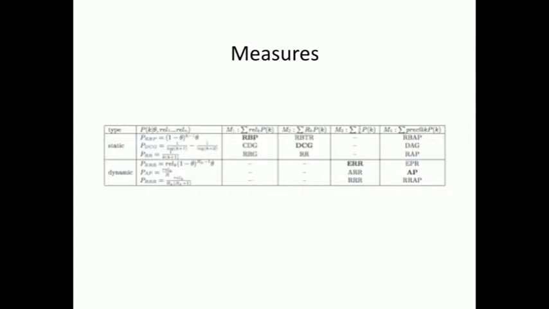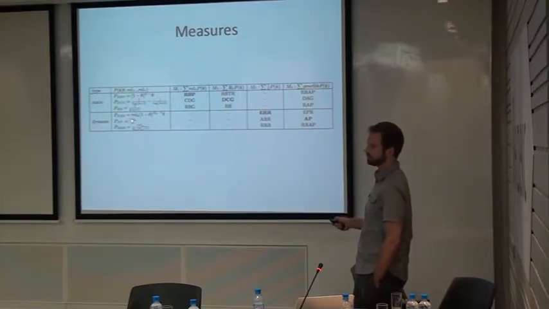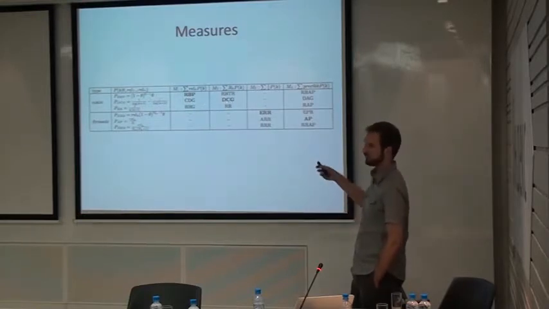So we have the RBP distribution, which is geometric, the DCG distribution, which is this odd difference between reciprocal log ranks. We have the ERR distribution, which is this geometric distribution times a relevance judgment to make it an if or else kind of distribution. And then we have our AP distribution, which is based on the total number of relevant documents.